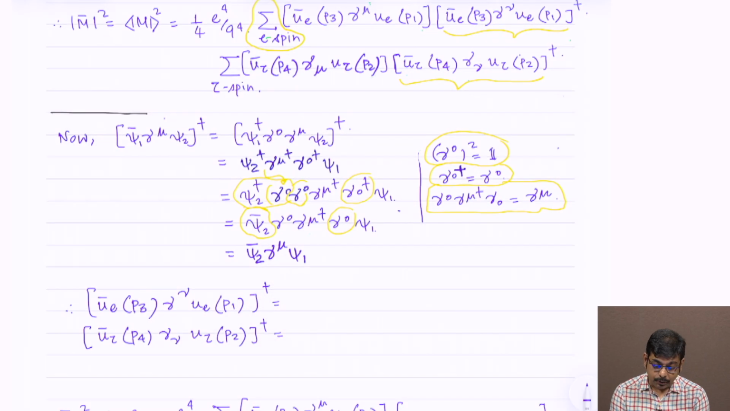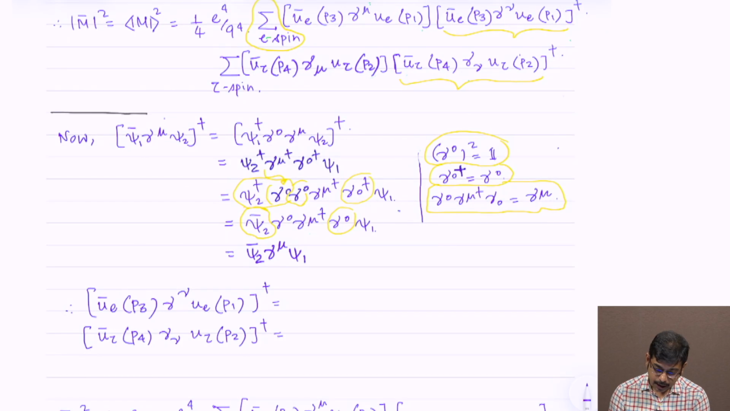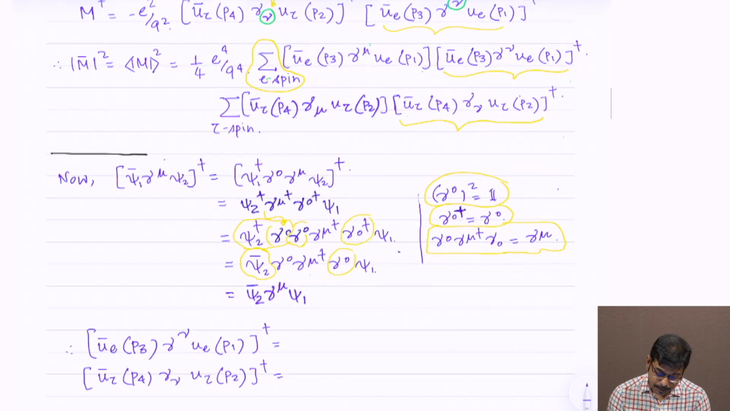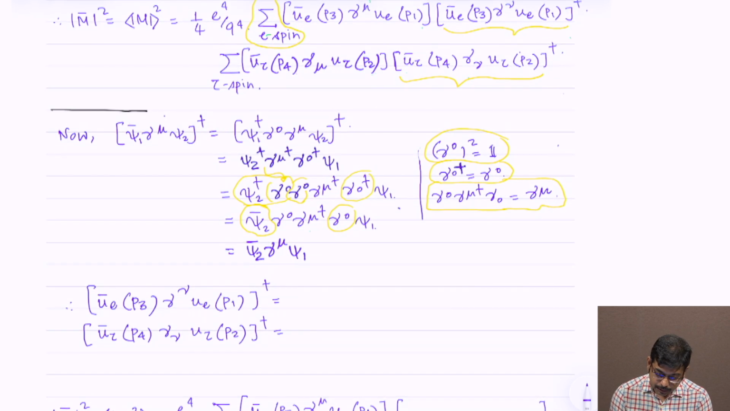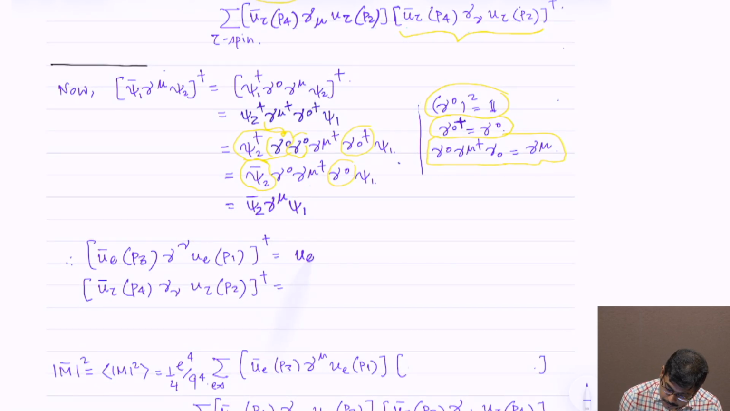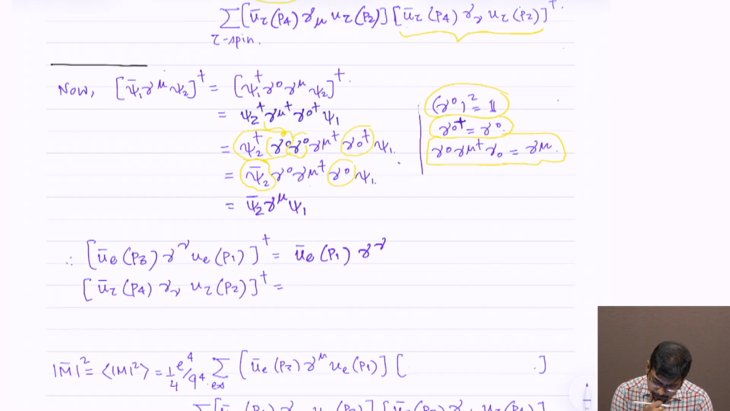So the bottom line is that whenever you have [ψ̄1 γ^μ ψ2]†, you essentially flip the position and you have ψ̄2 γ^μ ψ1. So then tell me what is going to happen to these daggers that we have in the matrix element squared. We have [ū_e(p3) γ^ν u_e(p1)]†, which simply will be ū_e(p1) γ^ν u_e(p3). I do not have to think about the dagger of γ^ν anymore, because that is taken into account by the exercise that we have done here.